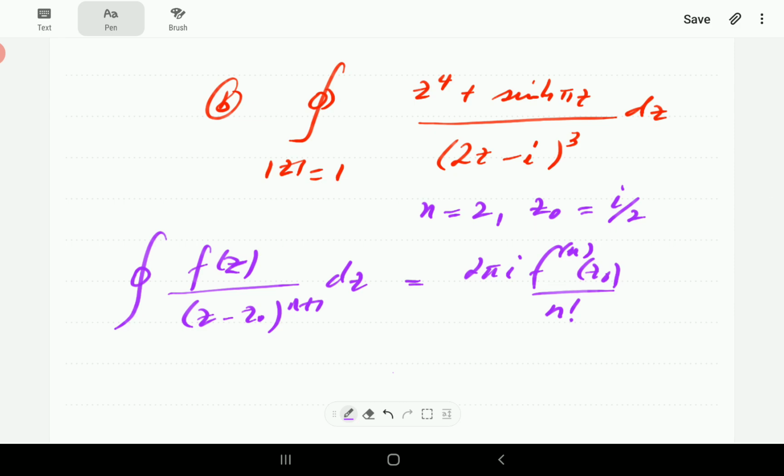However, there is a slight issue. The coefficient of z here is 2, whereas the coefficient of z there is 1. So we're going to have to deal with that.